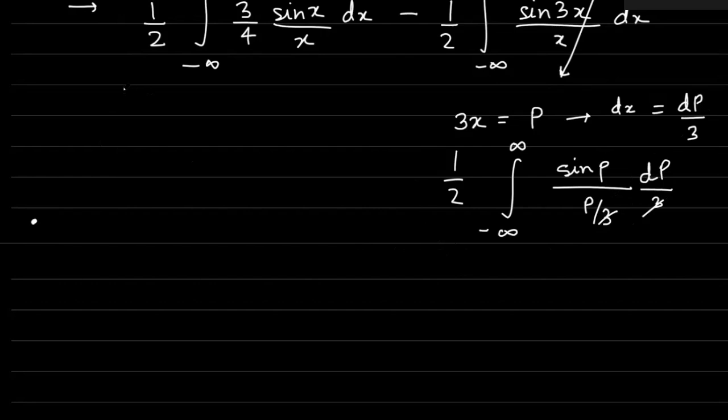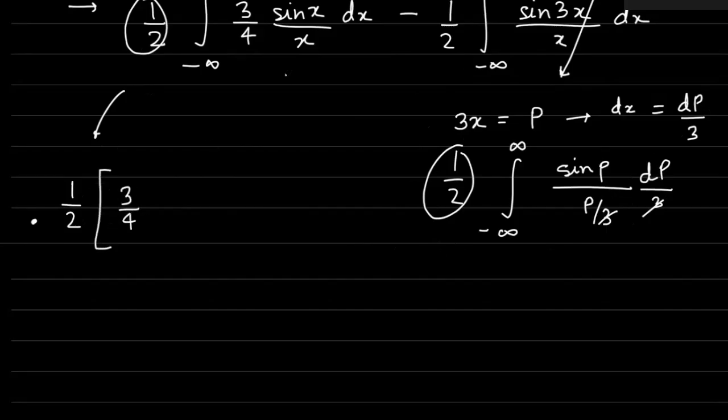this will become, I'm taking this half common from here and here as well. So half of 3 by 4, and I'm writing this integral as I. 3 by 4 times I minus I by 2.